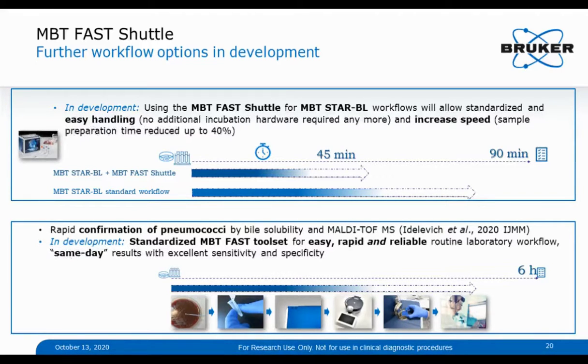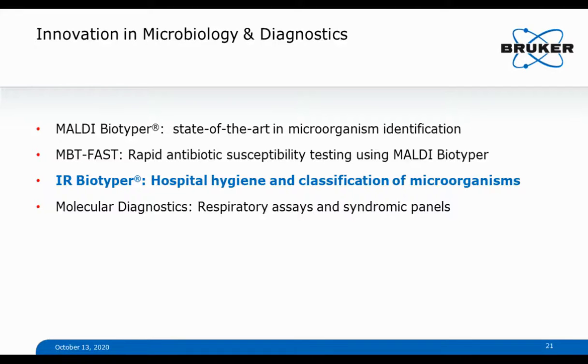Further possible workflows for the MBT FAST shuttle are the acceleration and simplification of our STAR-BL workflows for detection of carbapenemases and for detection of cephalosporinases. As you've seen here, we also think that we can reduce time to the result by half approximately. And a further test is published by Evgeny Idelevich just this year. That's the confirmation of pneumococci by an objective automated bile solubility test using MALDI-TOF MS, very similar in the procedure to MBT FAST for AST. We developed this as a standardized assay using these tools, and it can be used later on for same-day results for confirmation of pneumococci after identification with the MALDI Biotyper.